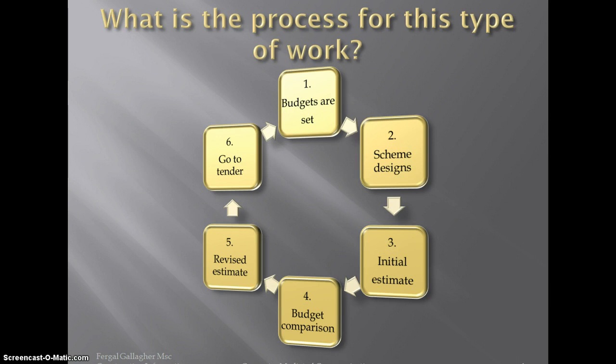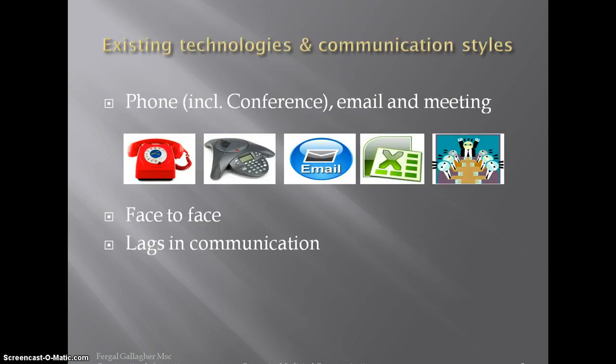So what's the current process for this type of work? Firstly, budgets are set, then the architect develops their scheme designs, and using these the quantity surveyors produce initial estimates. These are then compared with initial budgets, and should the budgets be exceeded, the scope of the work is reduced through value engineering, then revised estimates are produced, and when everyone's happy, we go and tender the job.